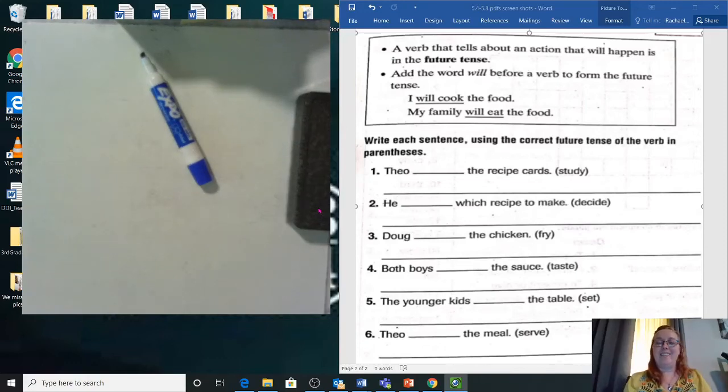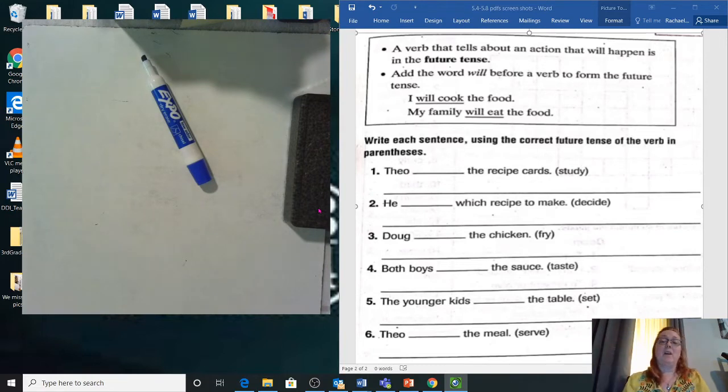Hi, shiny stars. Today we're going to go over future tense verbs. We've been practicing all week with present tense, past tense, and today we're doing future tense.